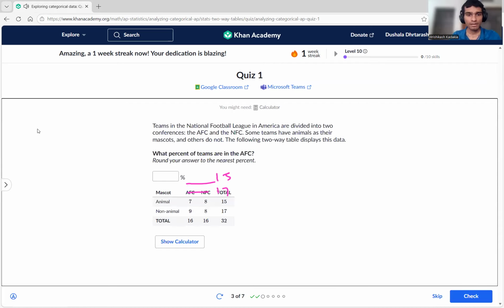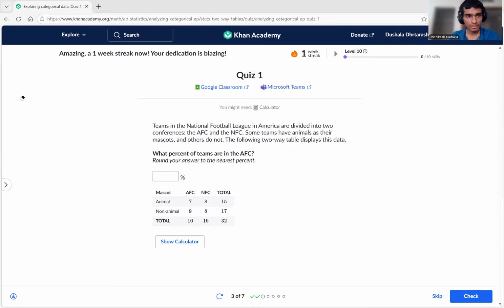Okay. What percentage of the teams are in the AFC? Here they're just asking what percentage of the teams are in AFC. How many teams are there in AFC? 16. How many in total? 32. So it's 16 over 32, which is a half, or 50%. So 50% in AFC. And in NFC we also see 16, so NFC also has 50%.